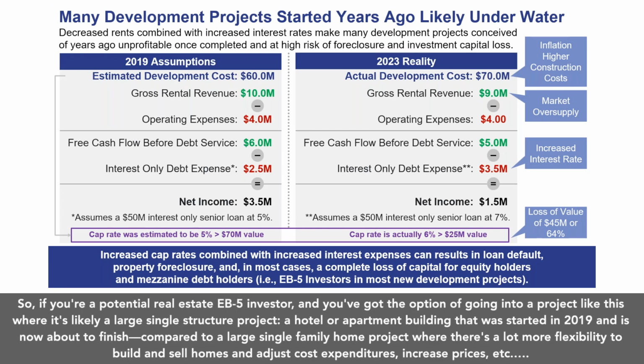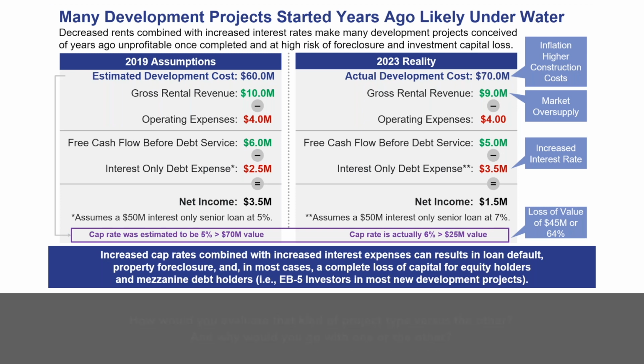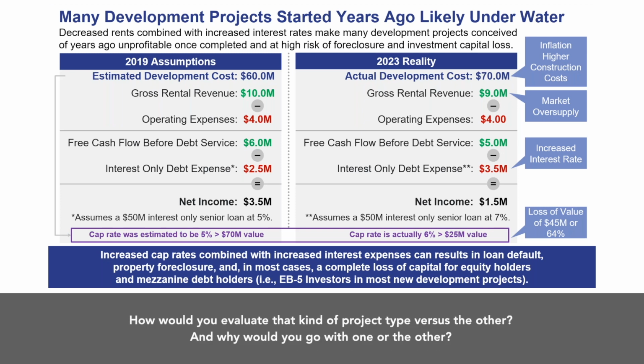So if you're a potential real estate EB-5 investor, and you've got the option of going into a project like this, where it's likely a large, single structure project, hotel, apartment building, that was started in 2019 and is now about to finish, compared with a large single family home project where there's a lot more flexibility to build and sell homes and adjust cost expenditures, increase prices, et cetera. How would you evaluate that one kind of project type versus the other, and why would you go with one or the other?